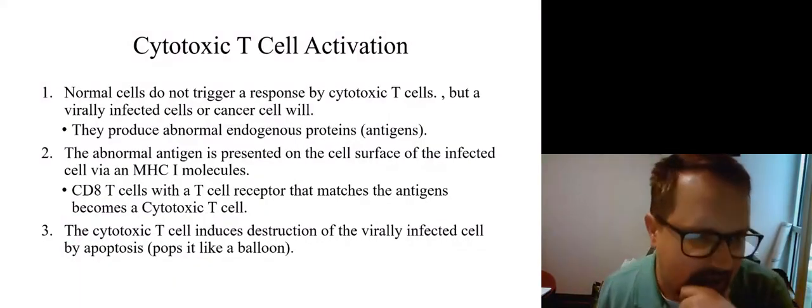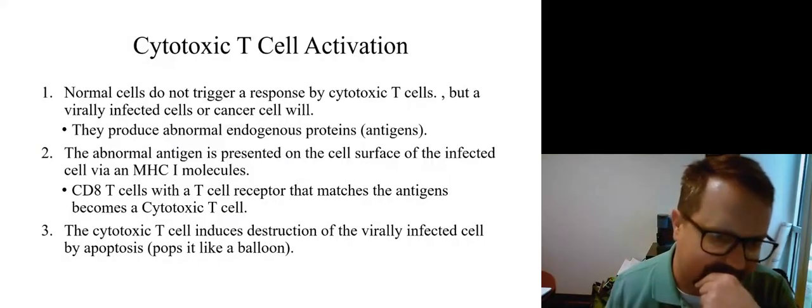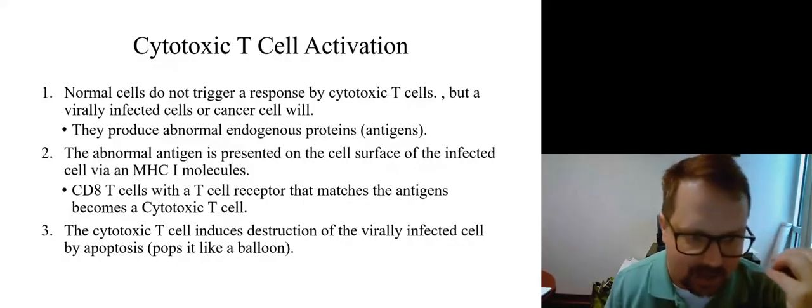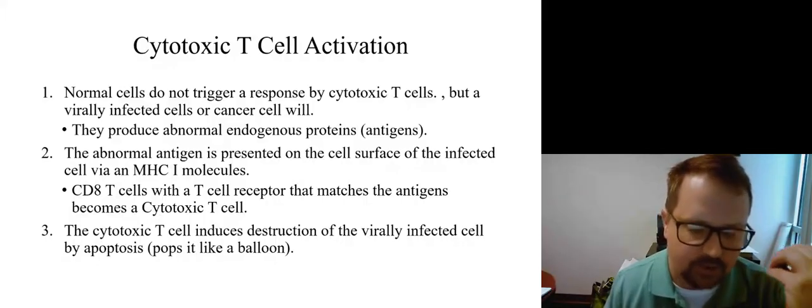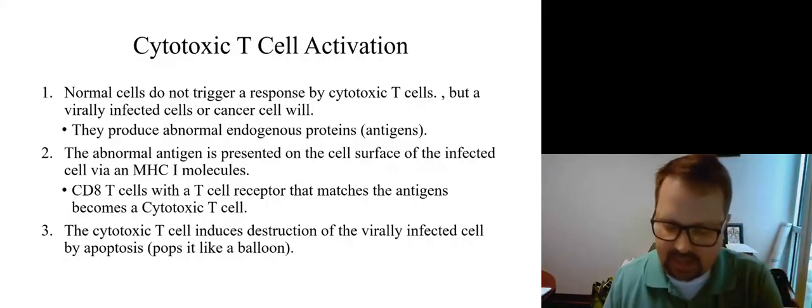Alright, so what's going to happen is the abnormal antigen gets presented on MHC1. A CD8 T cell with a T cell receptor that matches that antigen binds to it. It becomes cytotoxic, and the cytotoxic T cell will destroy the infected cell by apoptosis, popping it like a balloon.